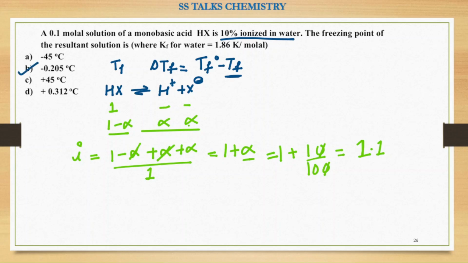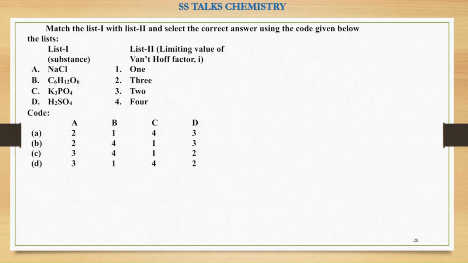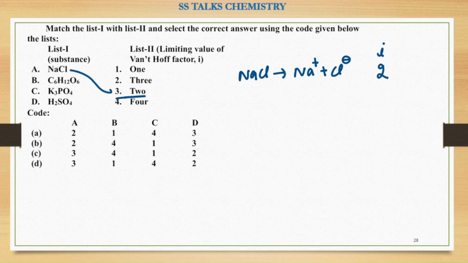Right. So moving on to the next one, we have this question. Match list 1 with list 2 and select the correct answer using the code given below. These are various substances and their Van't Hoff factors. We just have to fill that. For sodium chloride, it's going to dissociate to give sodium positive and Cl negative. So in this case, the i value will be 2. So NaCl, A, matches with option 3 here. So with A we have 3.